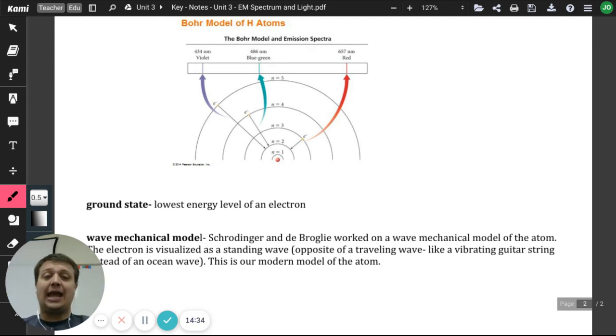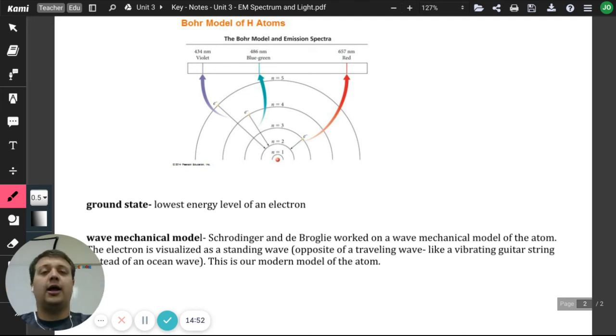The excited state is where they've actually jumped to a higher energy level. Now they're in a higher energy level, which means eventually that energy is going to have to be released because that's not where they're meant to be. And when it's released, that's when we see that light being emitted.